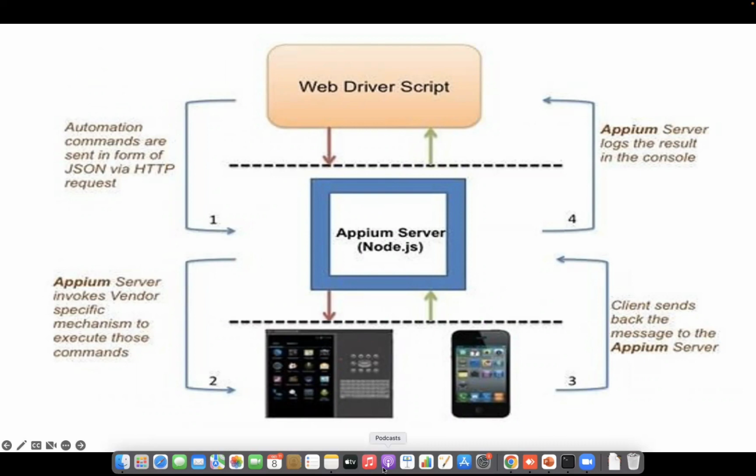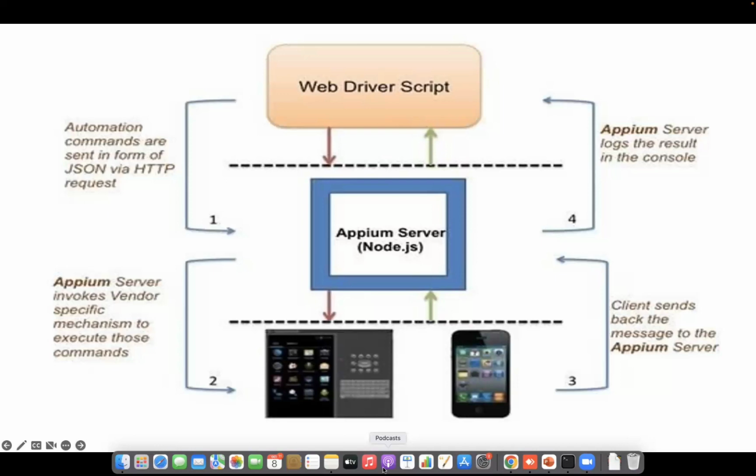So what this diagram is showing, I'll explain. The WebDriver script is the code we write in Java, which is a high level language. That language gets converted into the HTTP format or JSON format. So the high level language gets converted to the JSON format using the JSON Wire Protocol. At the top left it is mentioned: automation commands are sent in the form of JSON via HTTP request.